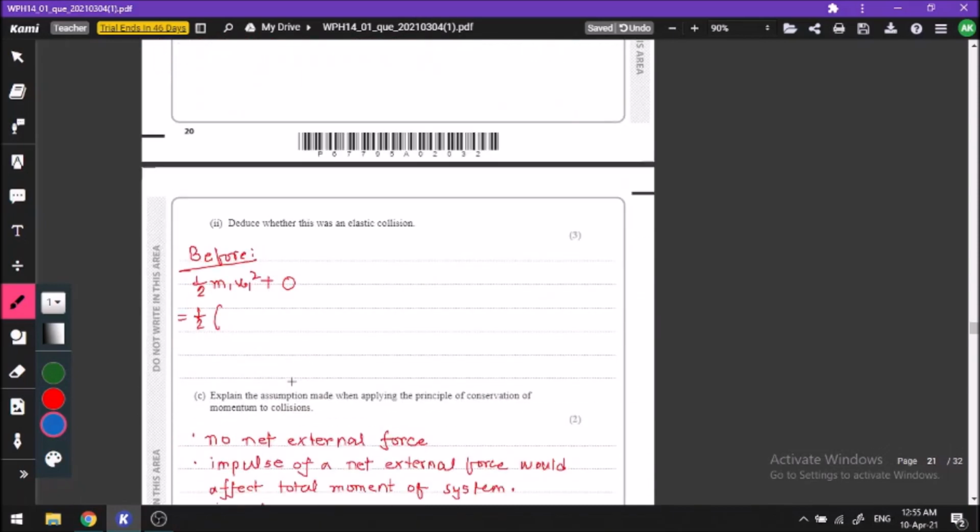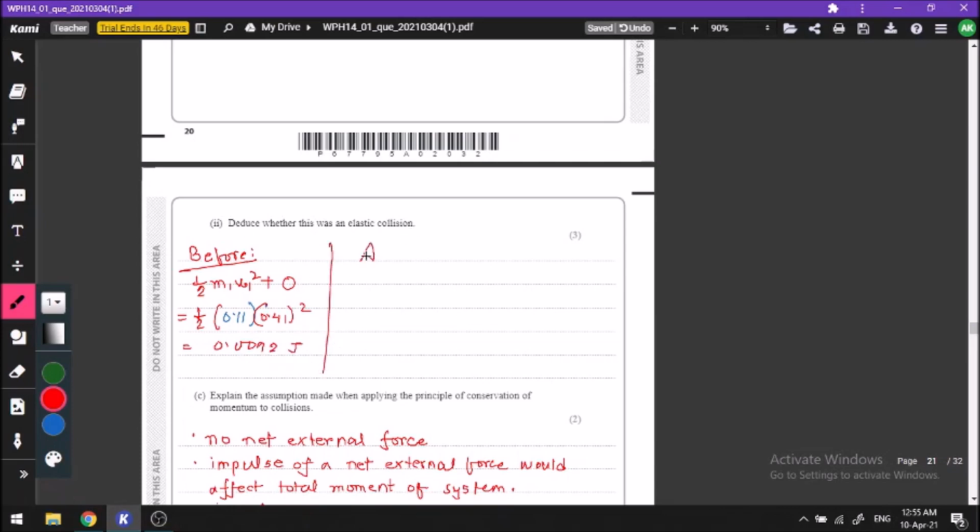But here we have to use the SI unit for mass, so 0.11, and its initial velocity was 0.41. Don't forget to square. That should give you 0.0092 joule. This is the total kinetic energy before the collision.